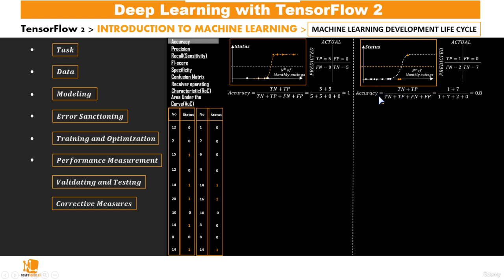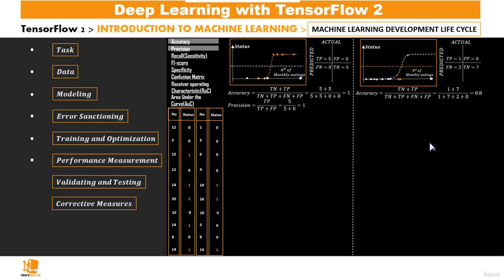Now let's go ahead to calculate the accuracy. True negative plus true positive divided by true negative plus true positive plus false negative plus false positive, which is 1 plus 7 divided by 10, which gives us 0.8, that is 80% accuracy. We see clearly how the accuracy has dropped from 100% to 80%.